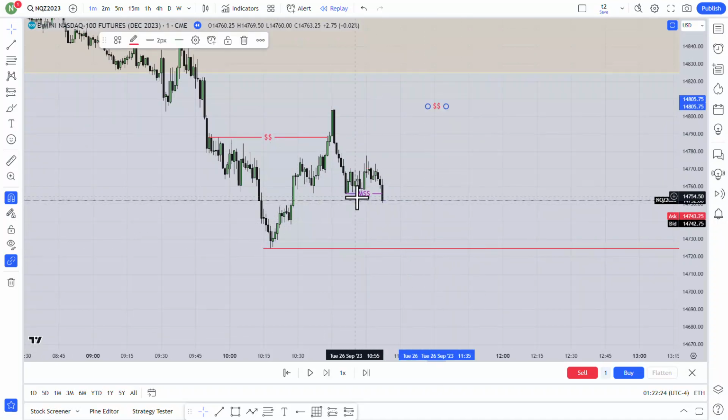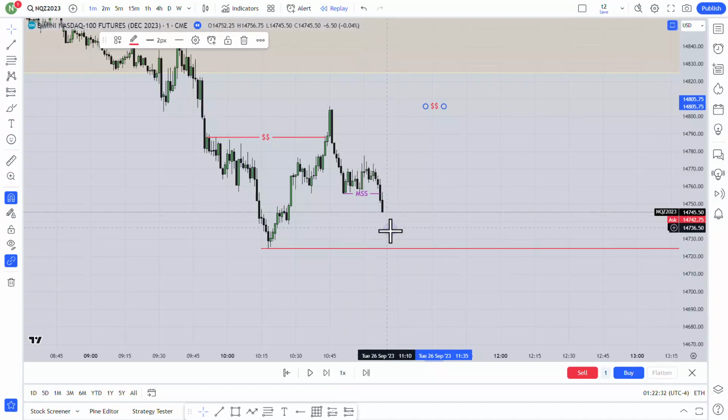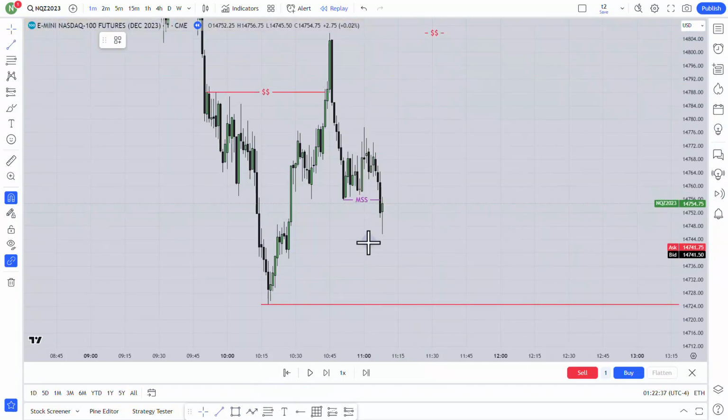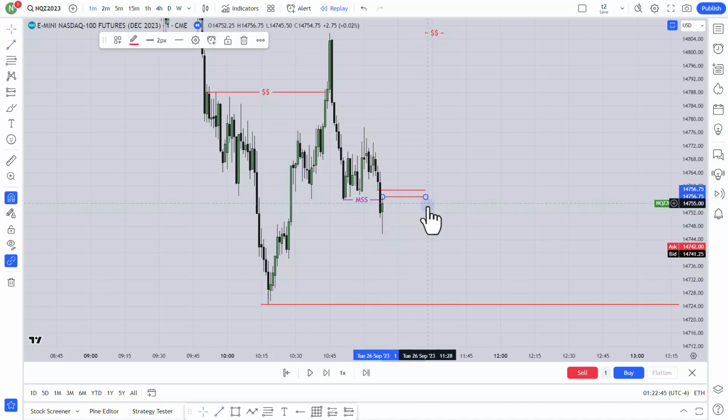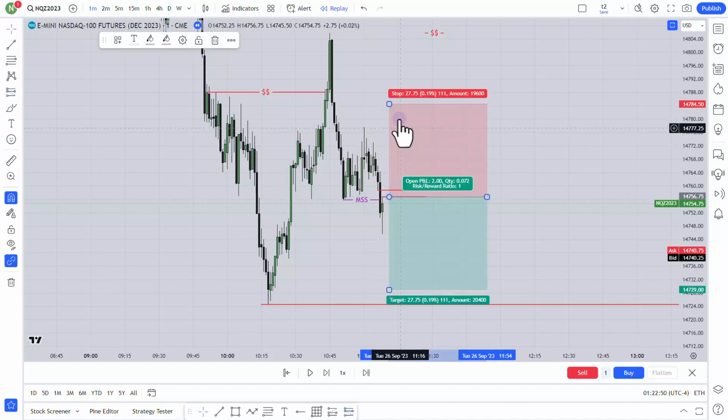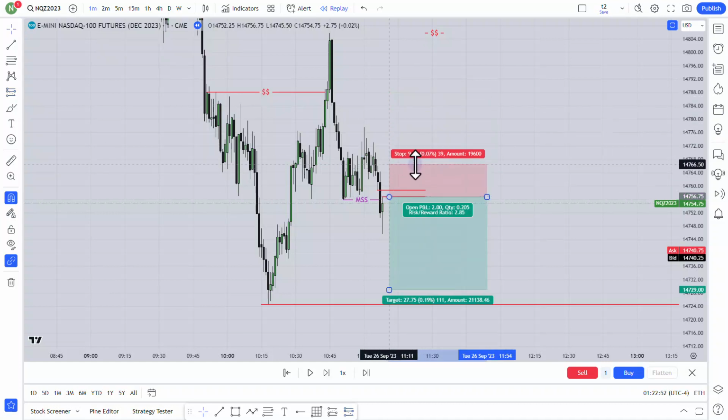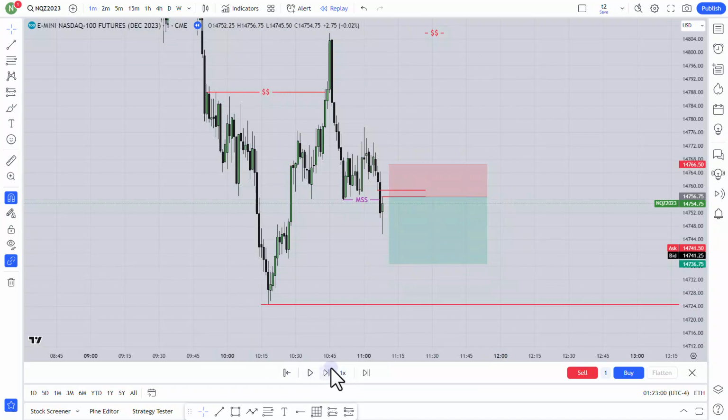So when market has shifted the structure over here, I will look for a fair value gap. So I got a fair value gap, and let me just make it bigger. Here is my fair value gap. Now, if market can touch the fair value gap, I will take my short and I will go for 20 handle. And that is my 20 handle. So let's see what market did actually.